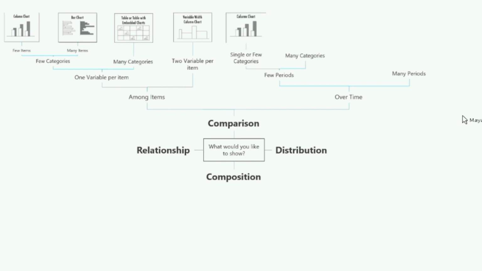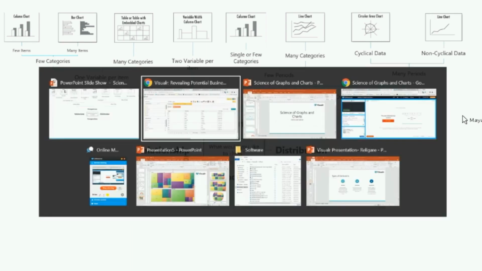In single and few categories, we have column charts; for many categories, we have line charts. Similarly, for many periods, we have cyclical data and non-cyclical data. We cover cyclical data inside the radar graph, and for non-cyclical we usually use the line graph. Let's take it over here.